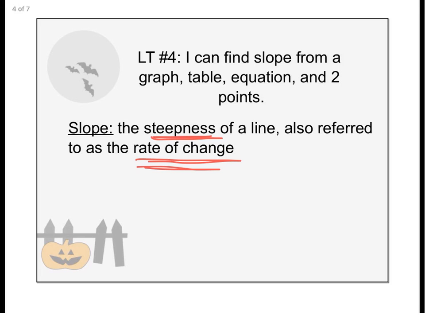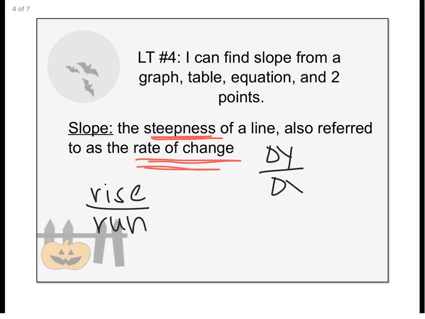Alright, and the second part of this video is about slope. So I can find slope from a graph, table, equation, and 2 points. If we think back to slope, slope is the steepness of a line. It's also referred to as the rate of change. So you guys maybe also saw this as rise over run, or change in y over change in x, or y2 minus y1 over x2 minus x1. And we always use the letter m for slope.